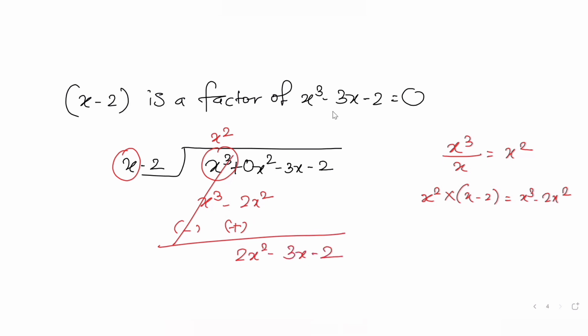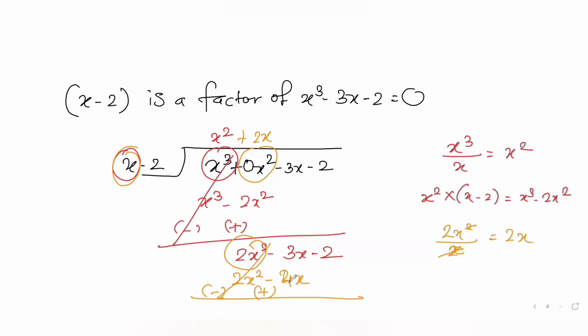Now further, if I try to solve this, again if I divide the first parts, 2x square divided by x, and x cancels, you have 2x here, so plus 2x. 2x if I multiply with x minus 2, I again get 2x square minus 2 into 2, which is 4x. Again changing the signs, this gets cancelled. You get minus 3x plus 4x, which is x minus 2.